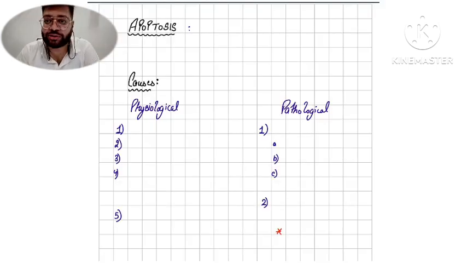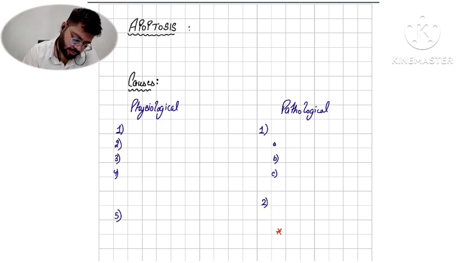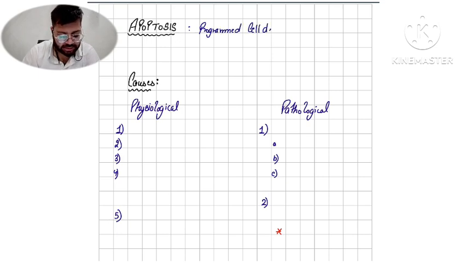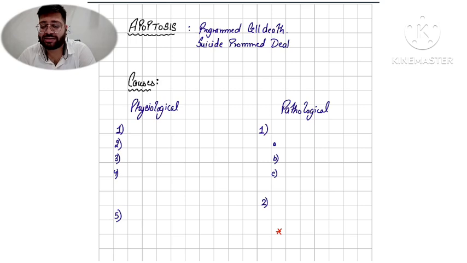So yeah, the topic of discussion we are going to have today is apoptosis. Apoptosis is programmed cell death. It is a suicide program of our cell. Its other name is suicide program. Apoptosis literally means death of in itself.